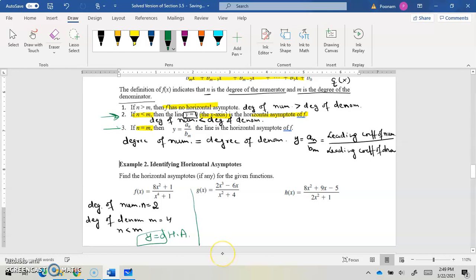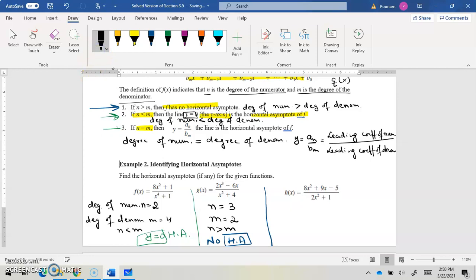Let's try the second. In this case, the degree of the numerator, n, is 3. m, the degree of the denominator, is 2, and n is more than m. So according to this first rule, if n is more than m, we do not have any horizontal asymptote. So we're going to write no horizontal asymptote for this particular function.